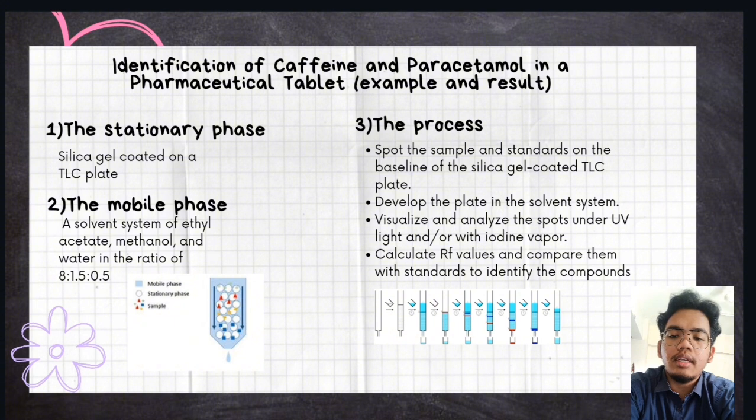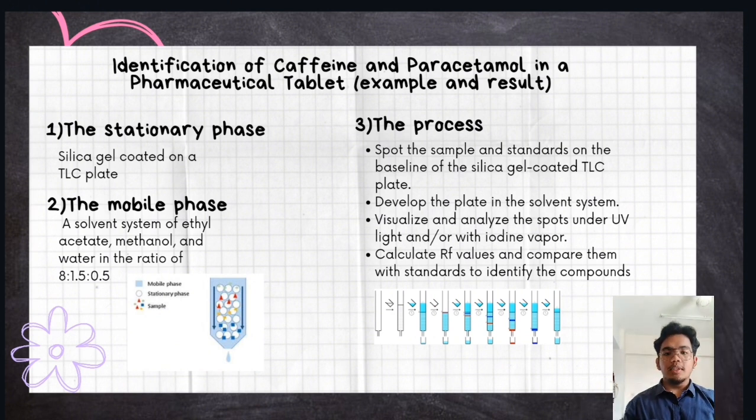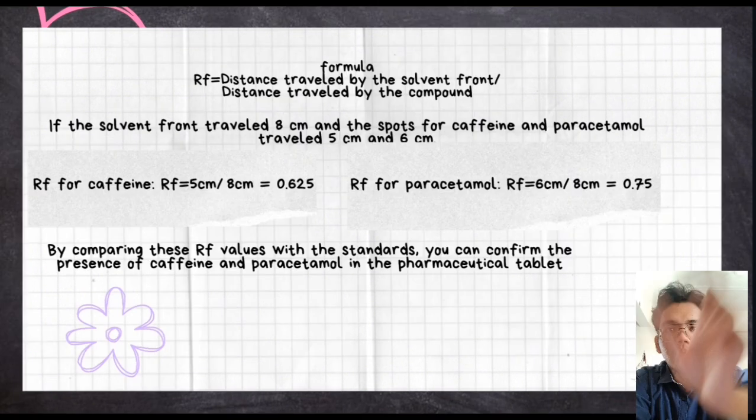Water is a highly polar solvent. Water further increases the polarity of the solvent system and helps in the separation of very polar compounds. For the process, spot the sample and stand it on the baseline of a silica gel coated TLC plate. Develop the plate in the solvent system. Visualize and analyze the spots under UV light or iodine vapor. Calculate Rf values and compare them with the standard to identify the compound.